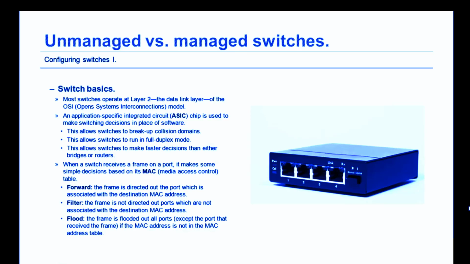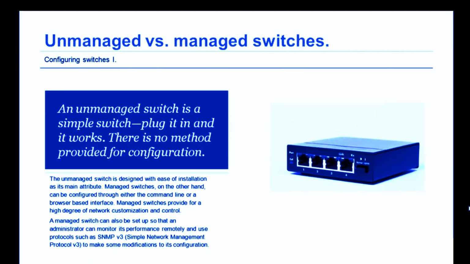It may decide to filter the packet. That is where the frame is not directed out of ports which are not associated with the destination MAC address. The final decision that it may make is to flood the frame. The frame is flooded or sent out all of the ports on the switch except for the port on which it came in on. An unmanaged switch is a simple switch.